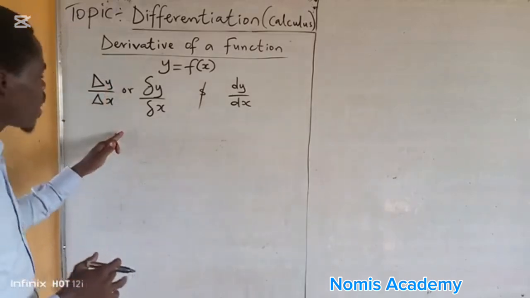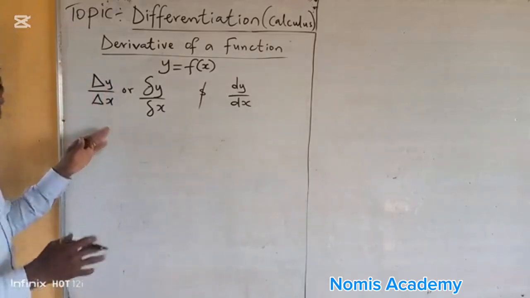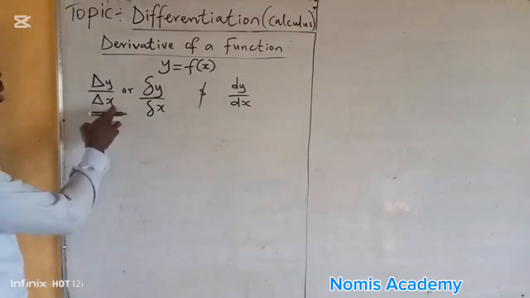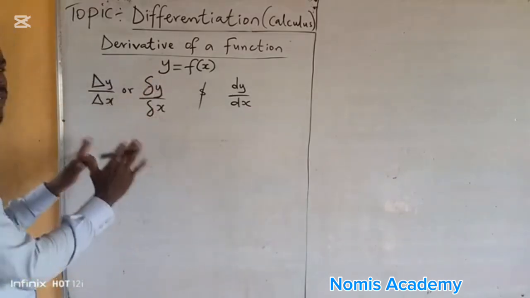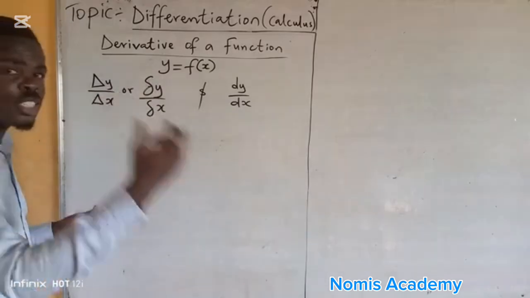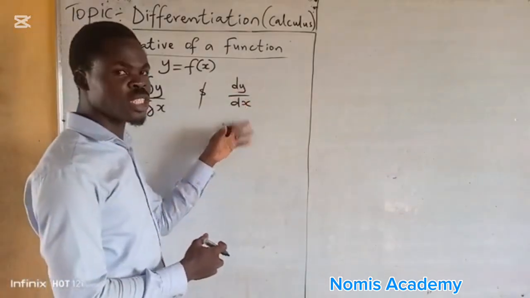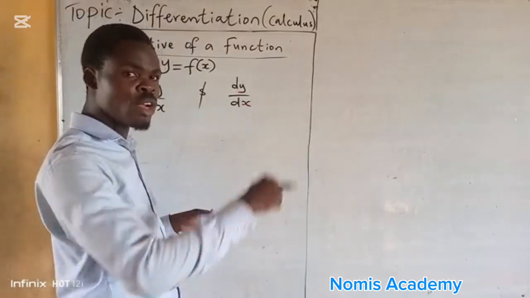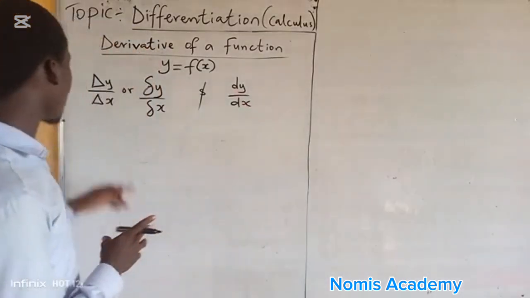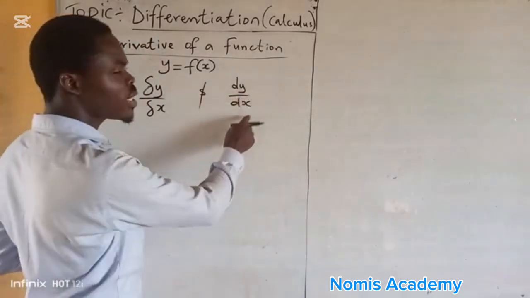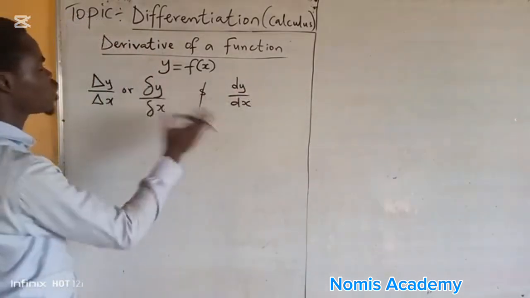Alright, as a matter of fact, delta y over delta x is simply called the slope or the gradient of a straight line, while dy over dx is called the slope of a curve. Now we need to learn how delta y over delta x will tend to dy over dx, how the changes occur.